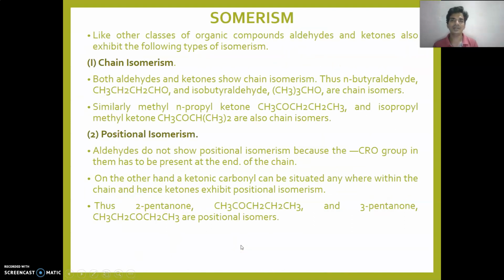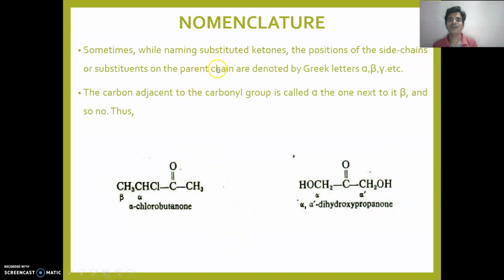Similarly, sometimes while naming substituted ketones, the position of the side chain is indicated with Greek letters: we can use alpha, beta, gamma. The carbon adjacent to the carbonyl carbon is called alpha, and the next to it is beta. Here is the carbonyl carbon, here is the neighboring carbon called alpha prime, and here the next carbon becomes beta. So alpha-chlorobutanone, alpha prime-dihydroxypropanone, like this.